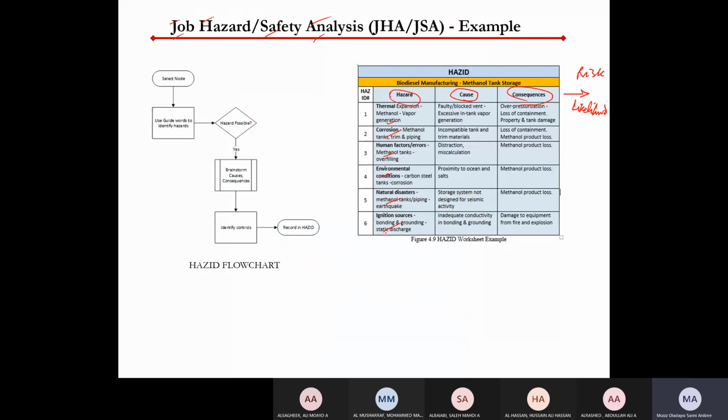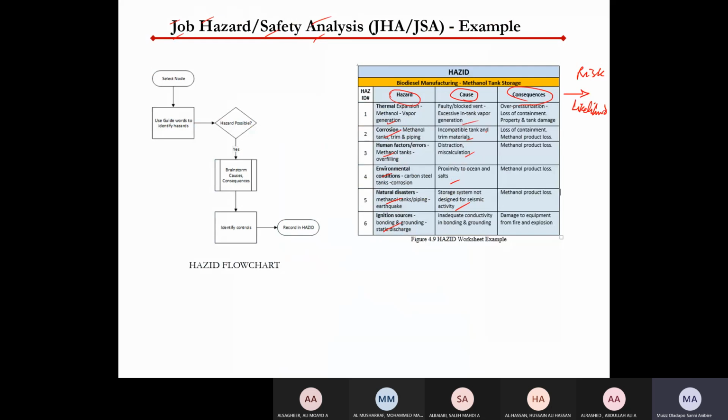You can see this could be bonding and grounding or static discharge. That's what could lead to this: inadequate conductivity in bonding and grounding, storage system not designed for seismic activity, for natural disasters, proximity to ocean and salts, this is for corrosion, distraction and miscalculation, that's inattention. It could also be due to lack of knowledge, lack of experience, lack of skill, lack of capability, incompatible tank and trim materials, all right? That is the very thin tank material, not having enough thickness, all right? And we could have faulty blocked vent, excessive in-tank vapor generation.